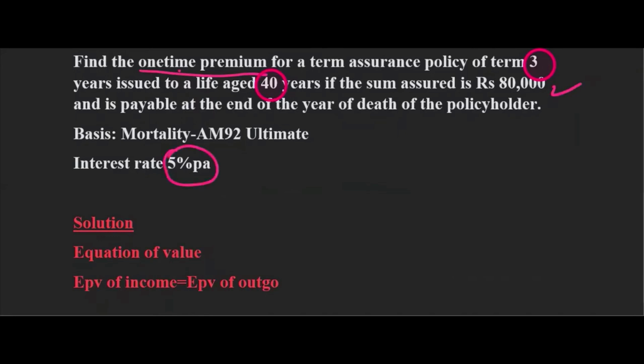Okay, interest rate is given as 5%. If the interest rate is 5%, you will not be able to find the value from the table. Remember, you can see the table and find the value only when the interest rate is 4% or 6%. Here 5% is given, so we'll not be able to find that from the table. Okay, so if I write the equation of value, expected present value of income, I'll write P here, and then expected present value of outgo, this is 80,000, and then I have to write A43.